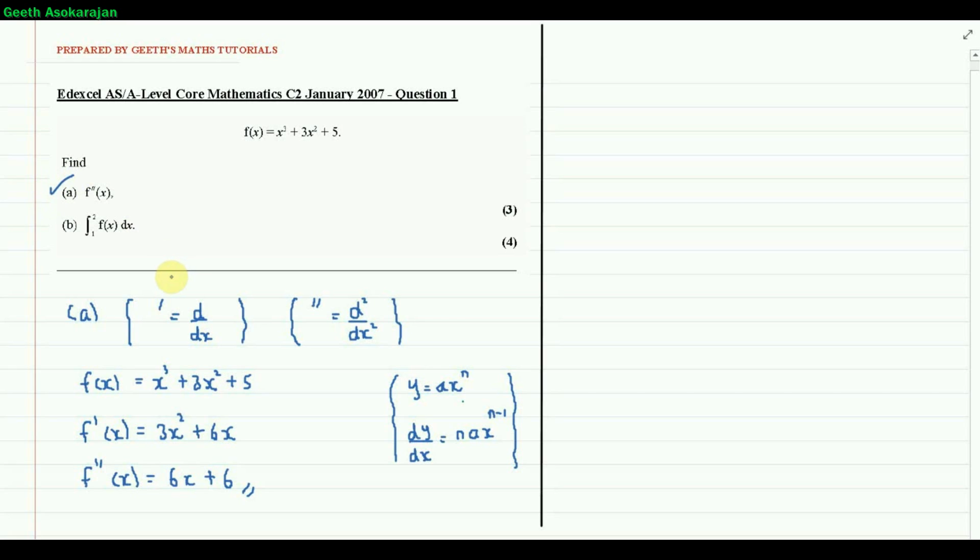So that's the outcome of part A, but we're far from finished. We have another part to do. Part B is to integrate between limits 1 and 2 f x with respect to x. So let me copy that down. We're integrating with respect to limits 1 and 2, and we're integrating f x with respect to x. Now f x is defined to us, so let's replace this f x in our integral. f x is x cubed plus 3x squared plus 5.